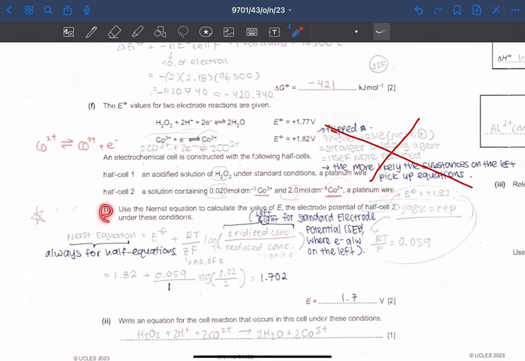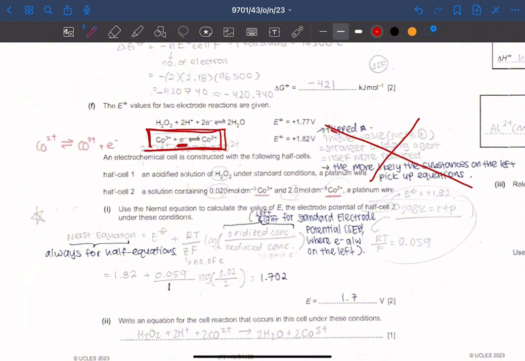Part I. Use the Nernst equation to calculate the value of E, the electrode potential of half cell 2, under these conditions. So the Nernst equation is this: E naught plus RT over zF, where z is the number of electrons, times the log of the oxidized concentration divided by the reduced concentration. But then this value of RT over F is actually 0.059 for room temperature and pressure. So I would replace RT over F with 0.059. And then, rather than focusing on identifying which half reaction is oxidized and which one undergoes reduction, I would rather use the method of log multiplied by left over right for the standard electrode potential, where e minus is always on the left.